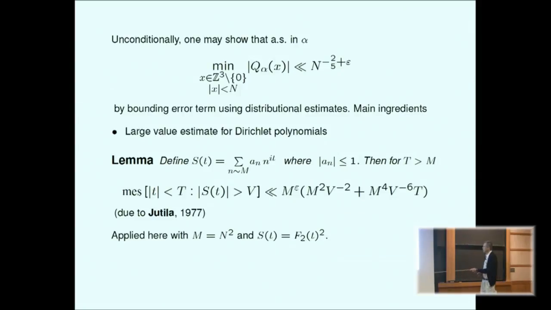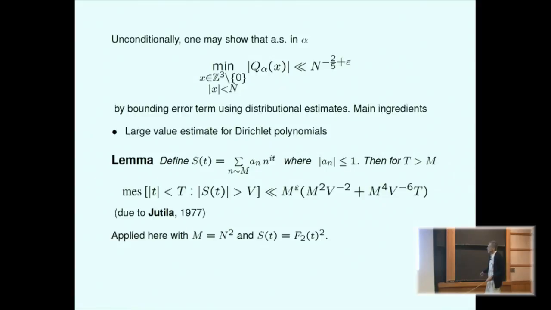So what I'm using here is a distribution inequality which is due to Jutila. You would wonder, why do you consider such a general object, while in fact I was talking about F2t being the sum of n to the power it. It's just that you apply this inequality where your Dirichlet sum is actually the square of F2t. So you get quite arbitrary coefficients because they involve divisor functions, etc.